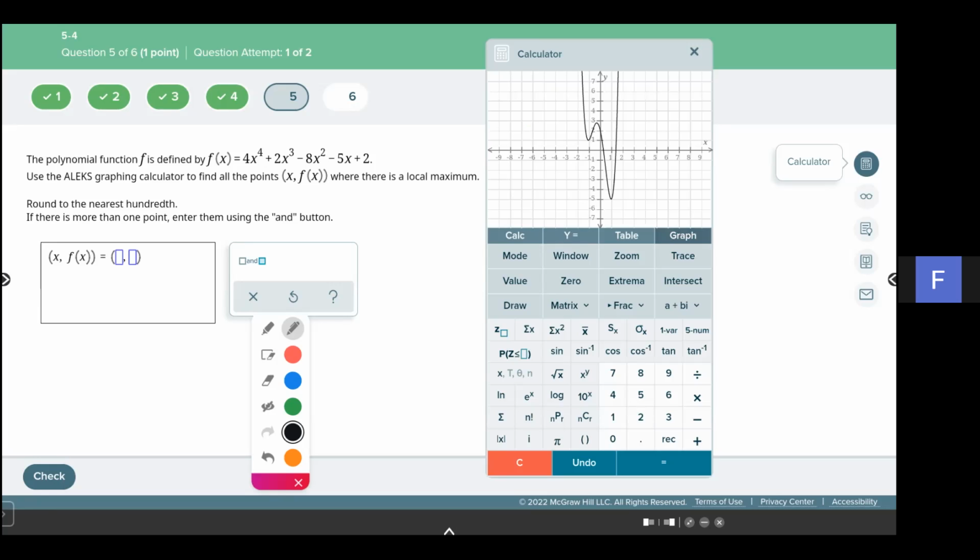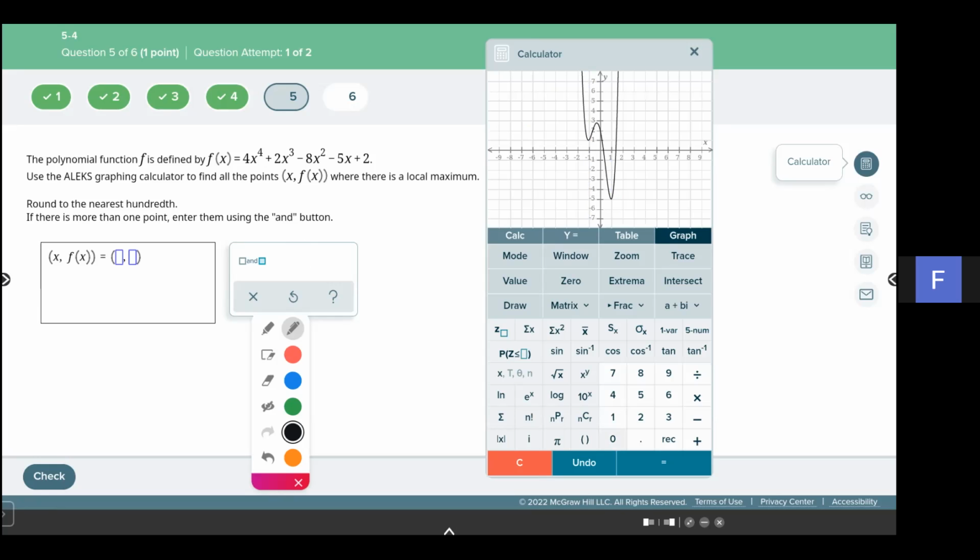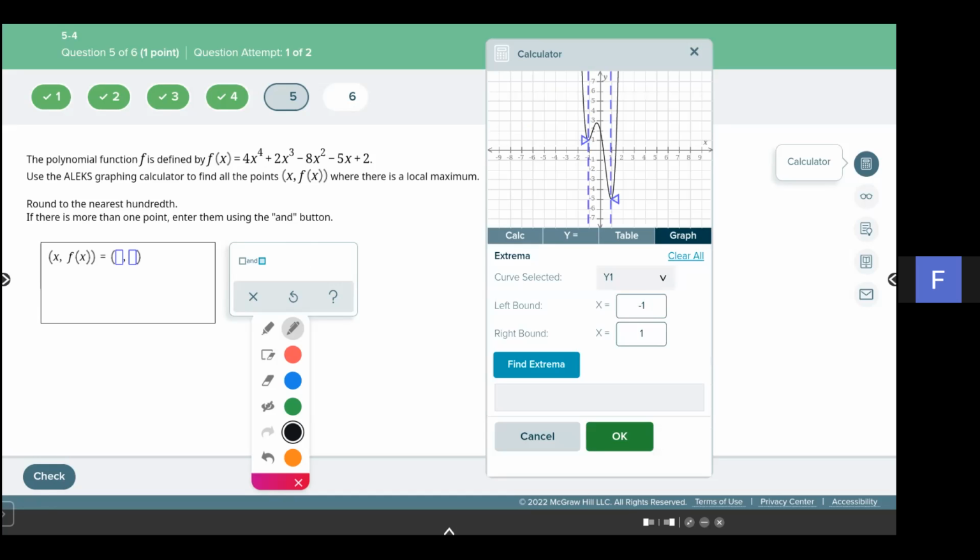And in this case, we are looking for a maximum. So that means I'm just looking for this point here. So I'm going to hit extrema. We just want to take a look. It's actually already set for what we're looking for in that area. So I'm going to hit OK. Or not. Find extrema is what I should hit. All right, so it gives me a min and a max. I'm only interested in the max.